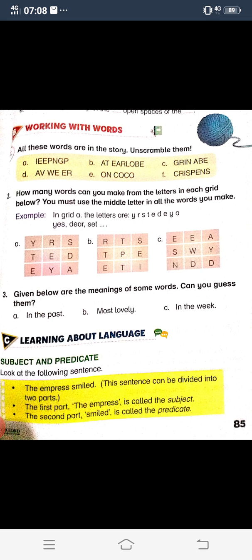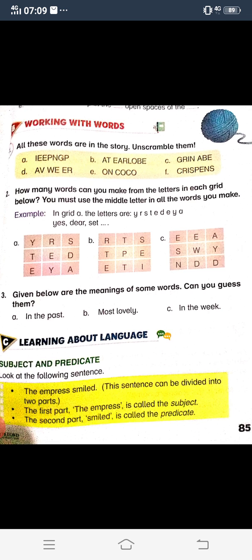Let's see working with words. Exercise B1. All these words are in the story and scramble them. Now students, there are given words and these all words are having a proper meaning. But over here, these words are not arranged. You have to unscramble them to make a proper word.